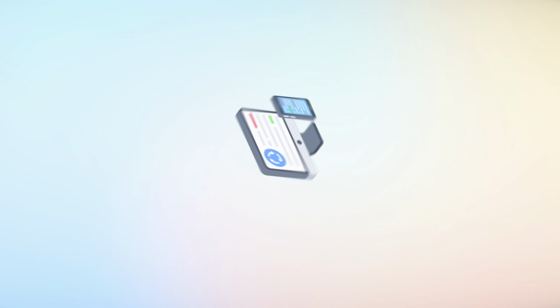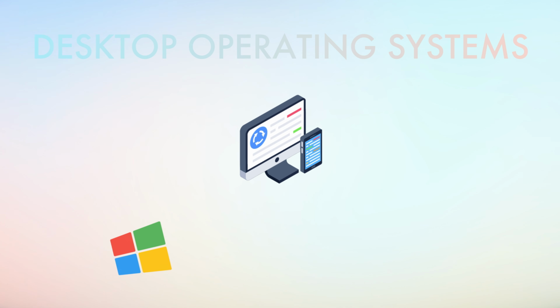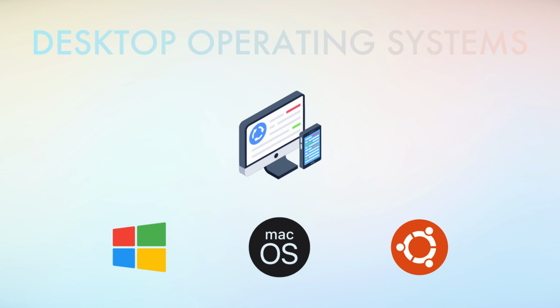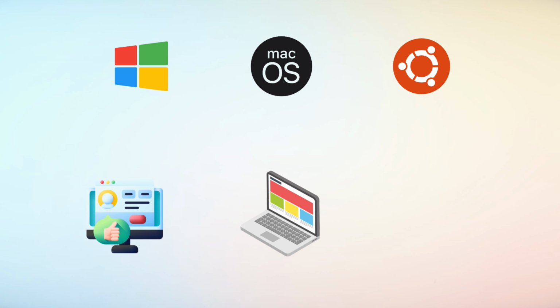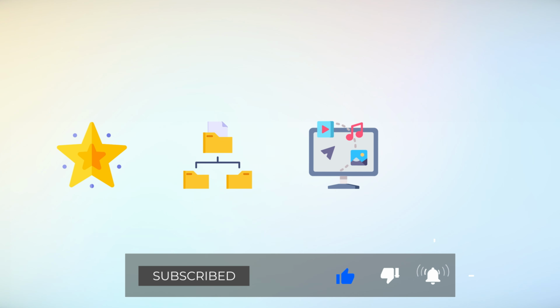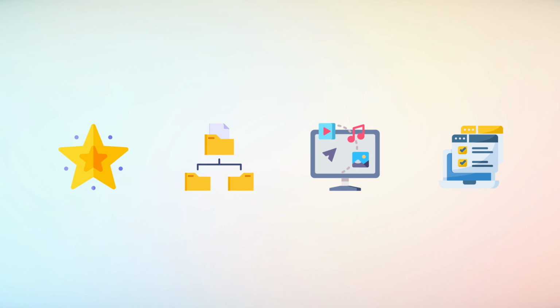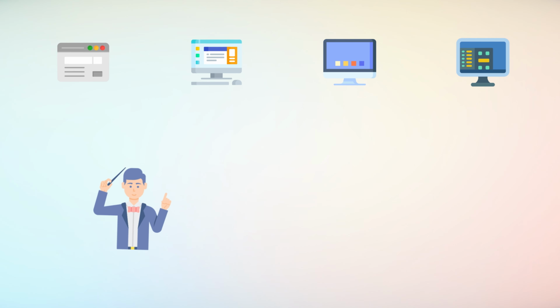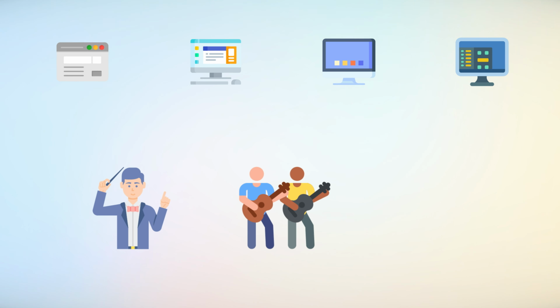Desktop operating systems such as Microsoft Windows, Mac OS, and various Linux distributions are designed to provide a user-friendly interface for personal computers and workstations. They offer a rich set of features, including file management, multimedia capabilities, and support for a wide range of applications. Imagine trying to navigate your computer without the familiar desktop icons and menus provided by these operating systems. It would be similar to attempting to perform an orchestra without the sheet music.